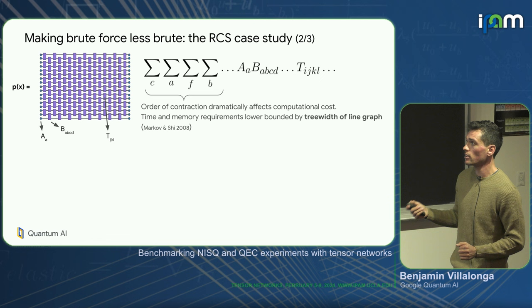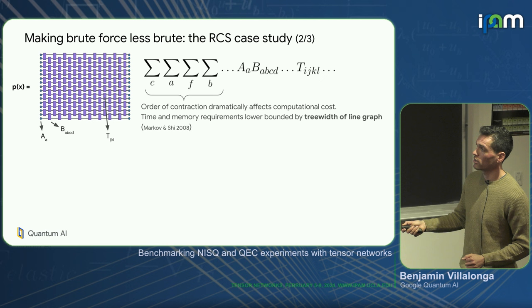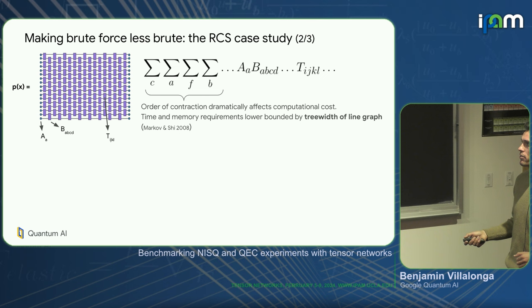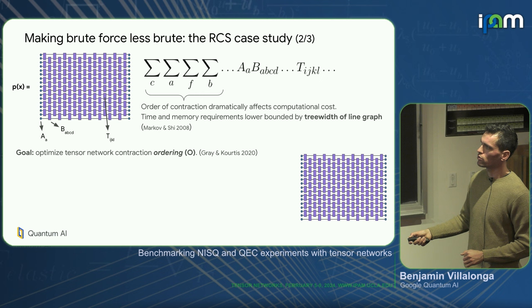So OK, let's try to do that. The problem is that it is usually a very hard task to perform. And we know from more than a decade ago that the order of contraction, or the order in which you perform these sums, affects the computational cost a lot. It has to do with some graph property of the tensor network. And so it looks like our goal is to optimize how we are performing this tensor network contraction.